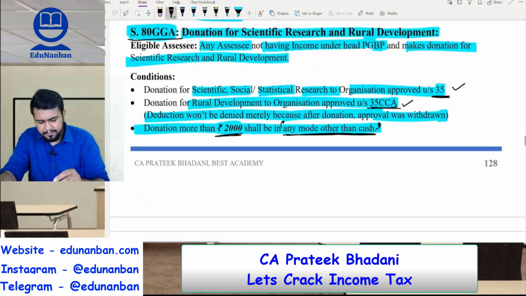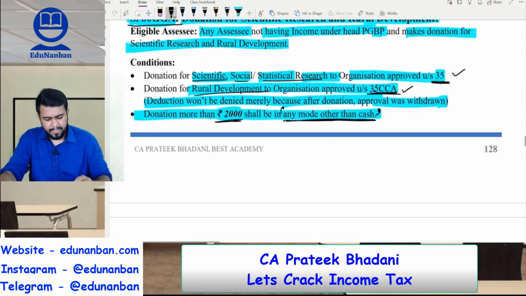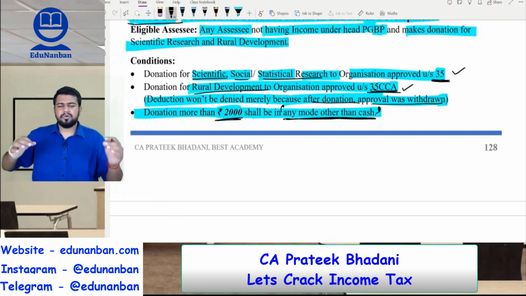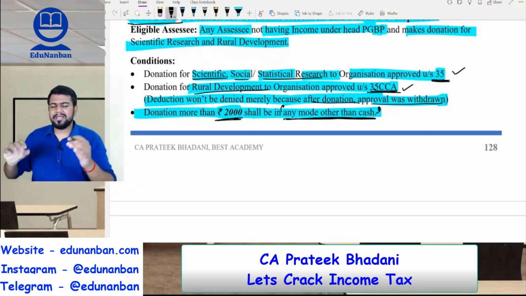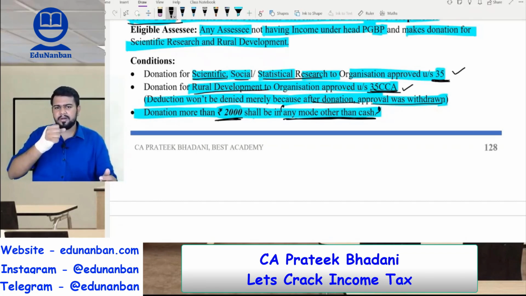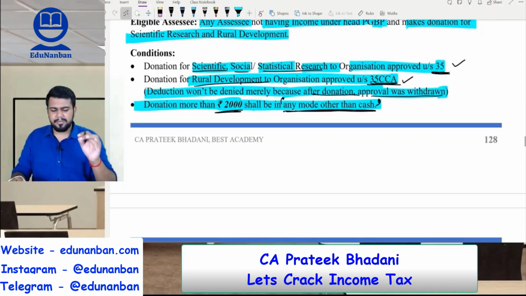The condition is that donation should be made for scientific, social, statistical research, etc. approved under section 35, and rural development programs under section 35CCA. However, deduction won't be denied merely because after the donation the approval was withdrawn. So once the assessee donates, he should see whether the organization is approved or not. But after donating, if the organization's approval was withdrawn, the deduction won't be denied. Still the deduction will be given.